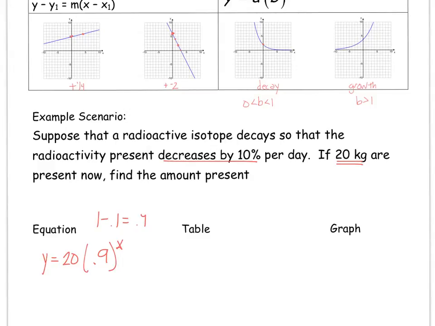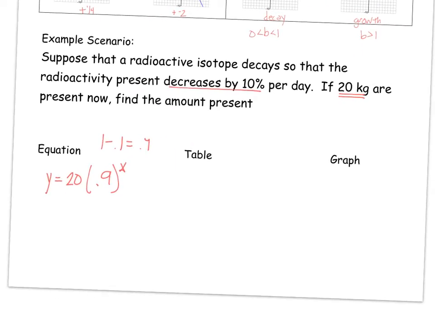So let's say it's to the power of 0. So we started with 0. So here's our x and our y. So if we start at 0, anything to the 0 power is 1. So that means we just start with 20.